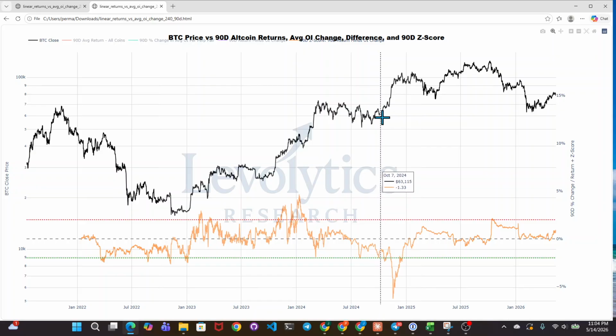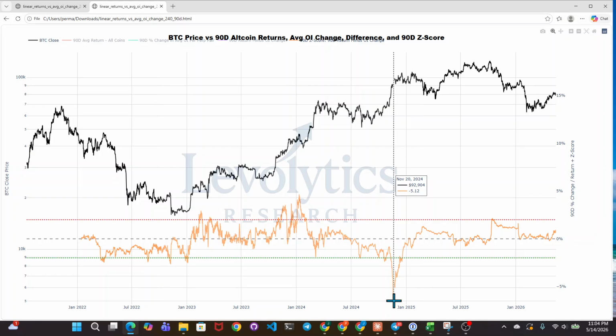September 28th, boom, downwards, price dumps, ROI delta Z-score goes back up, which tells you that people were getting liquidated. Here's another one, more liquidation, right? Here's another liquidation on November 3rd, right before the election. And then boom, obviously this goes to super deep values.